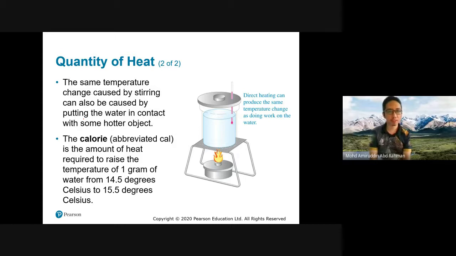The calorie is the amount of heat required to raise the temperature of 1 gram of water from 14.5 degrees Celsius to 15.5 degrees Celsius. So that's the meaning of the calorie. The calorie is the amount of heat required.